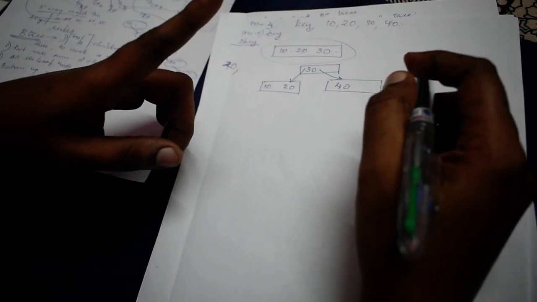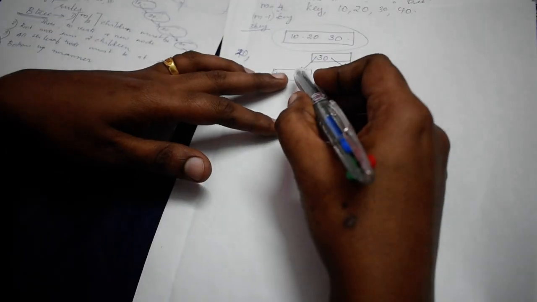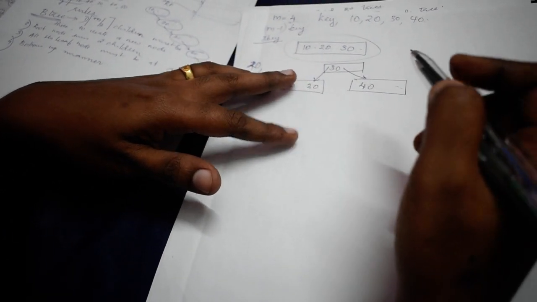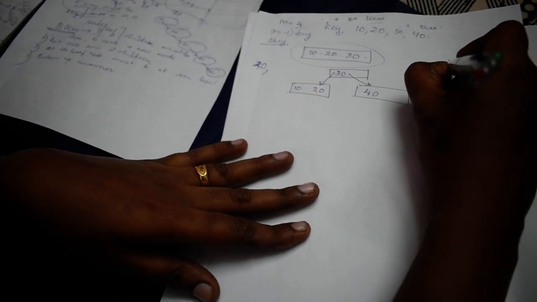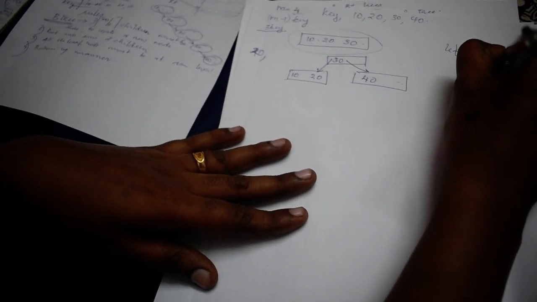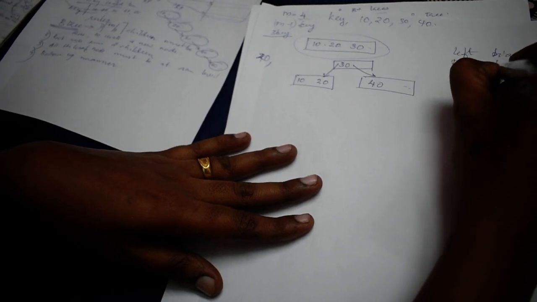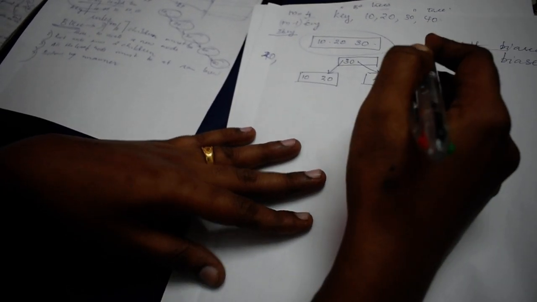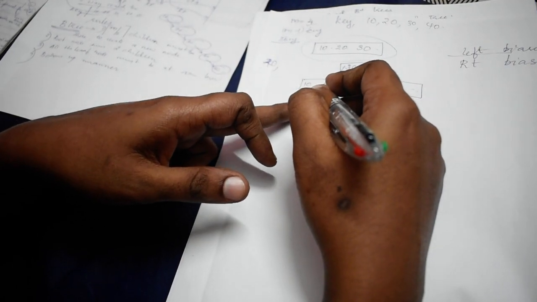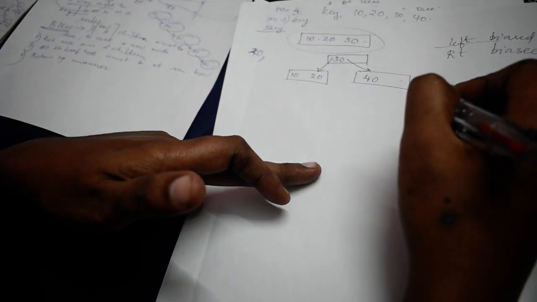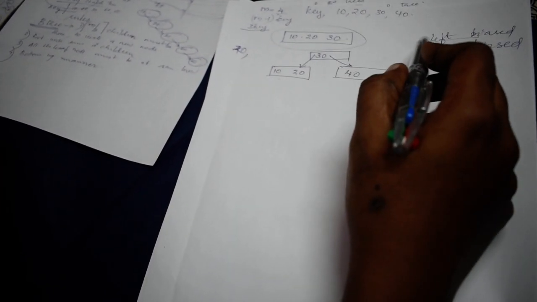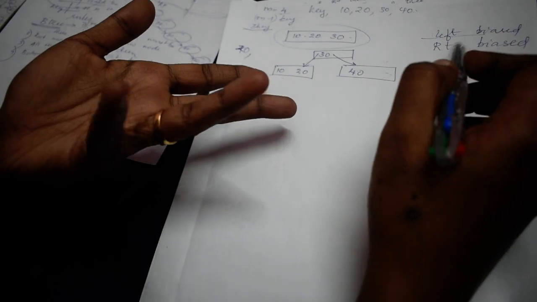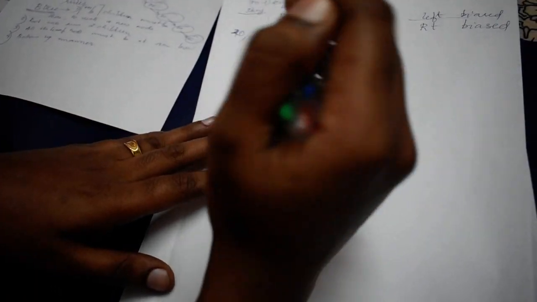Okay, one doubt may be there. Why can't I create 20 and 30, 40 here? That is also correct. So two types are possible, left biased as well as right biased. Left biased means the left side will have more keys, and right biased means the right node will have more keys. I am following the left biased one here. You can follow right biased also. That is also correct, no problem with that. So I have inserted 40 also.